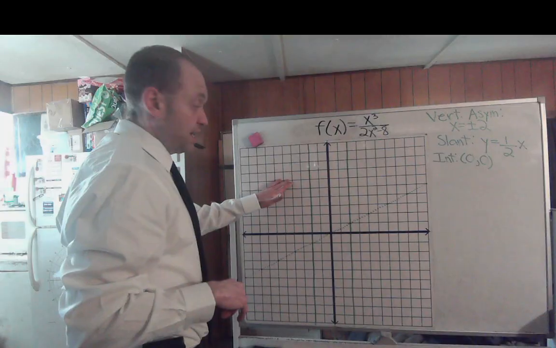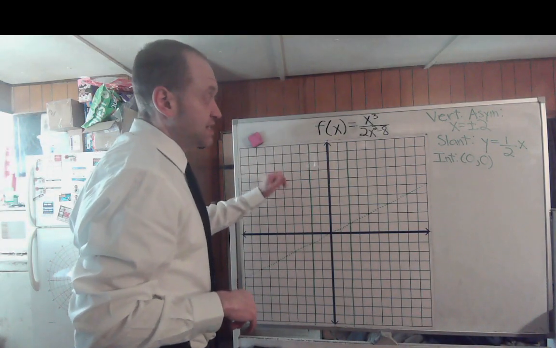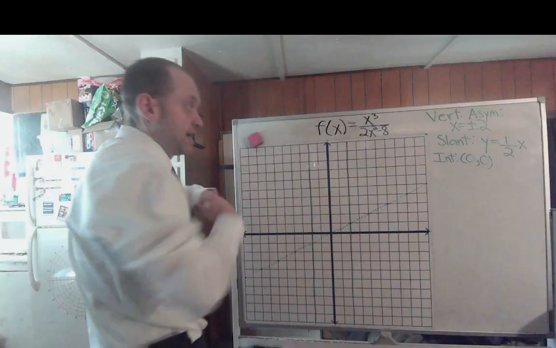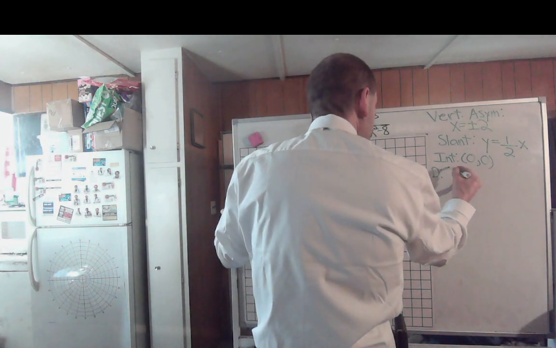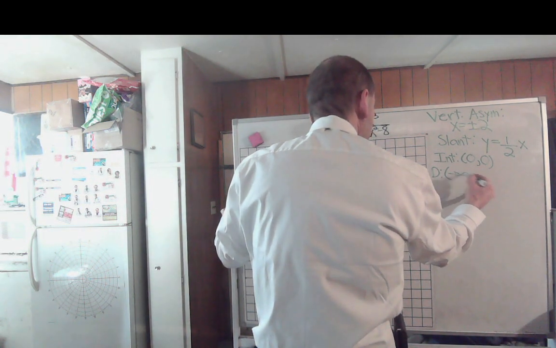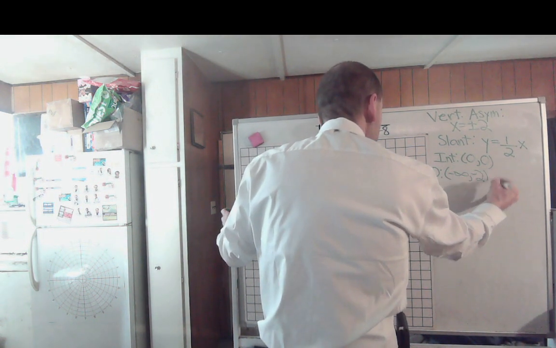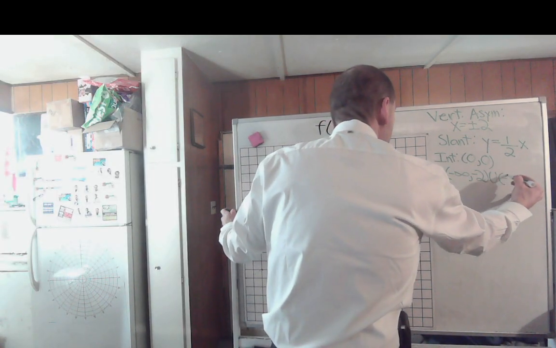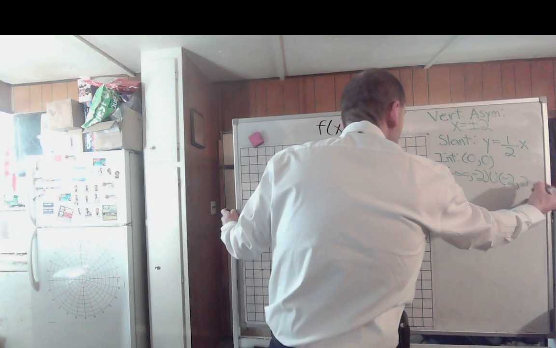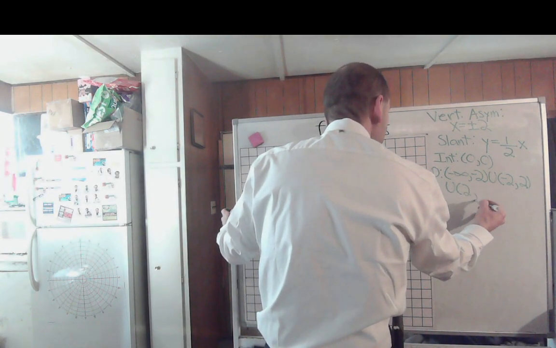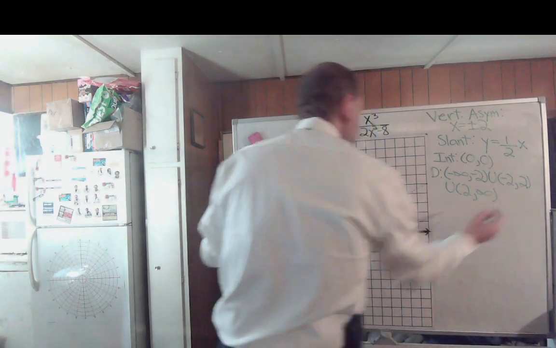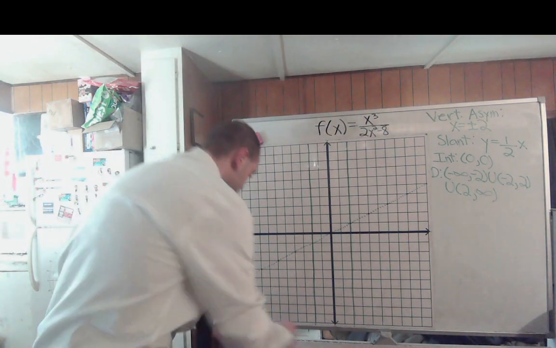Now your domain, it can be anything except x equals positive or -2. So your domain is going to end up being from -infinity to -2 non-inclusive in union with -2 non-inclusive to 2 non-inclusive in union with 2 non-inclusive to infinity. So let's put this together here.